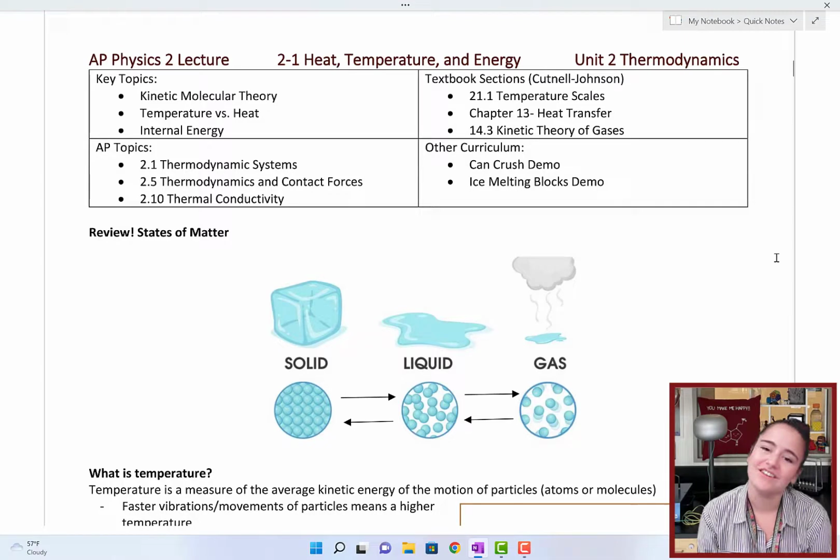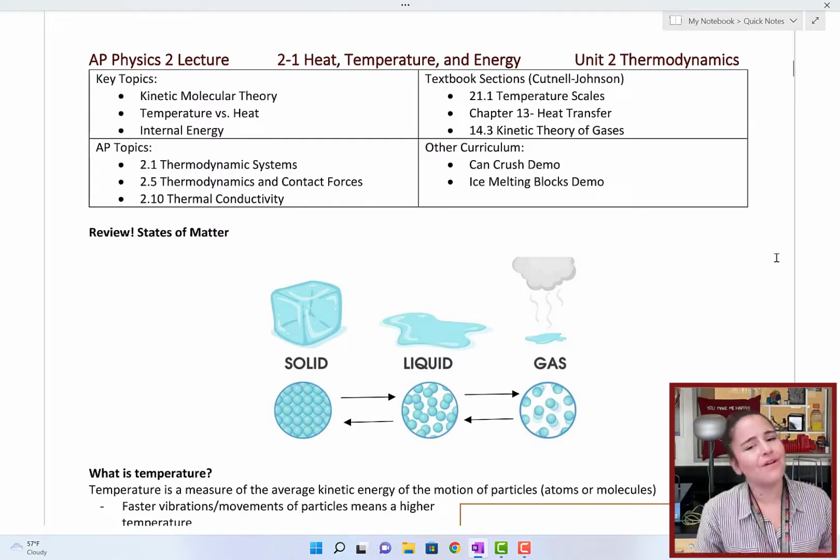Hey guys, welcome to AP Physics 2, Lecture 2-1, where we're talking about heat, temperature, and energy. This is our first lecture from Unit 2, Thermodynamics. We're going to be talking about the differences between heat, temperature, and energy, because you might have used these terms interchangeably in previous science classes. And we'll also talk about kinetic molecular theory.